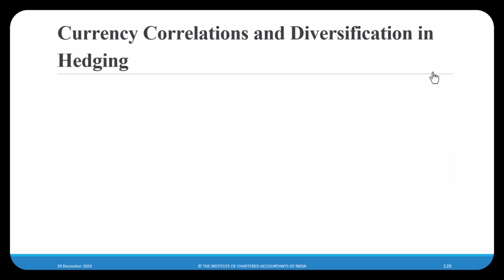Okay. So, currency correlations and diversification in hedging. There is a concept called correlation. I think some of the students joined late, and most of you have joined later on. So, what is the correlation? The correlation hovers between -1, 0 and 1.